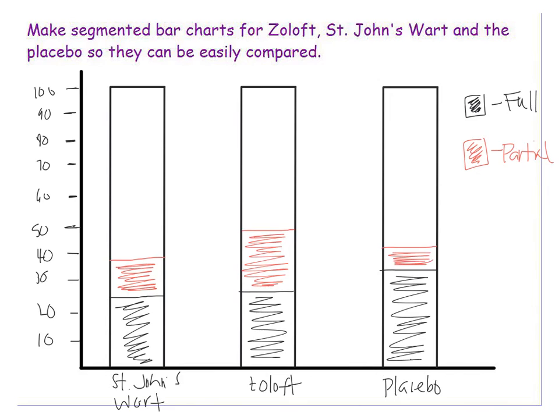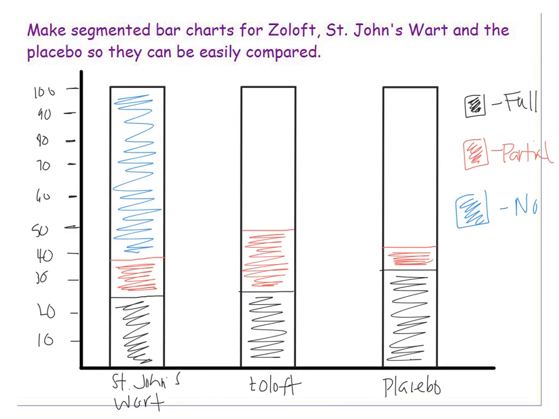And I have one last color. I'm going to switch over to blue. And this is going to be no response. So St. John's wort, I was at 38. And now I have to add 62. 38 plus 62 is 100%. And that's exactly what we want to happen. We want it to go all the way to 100.